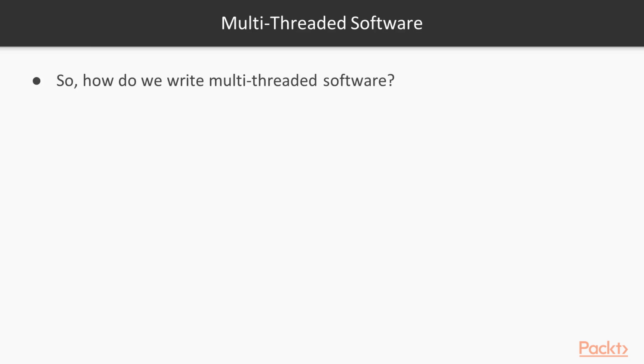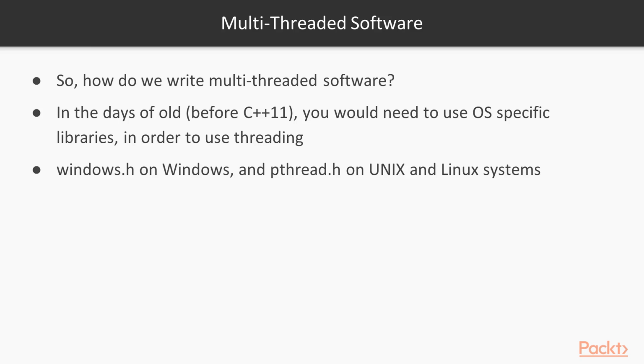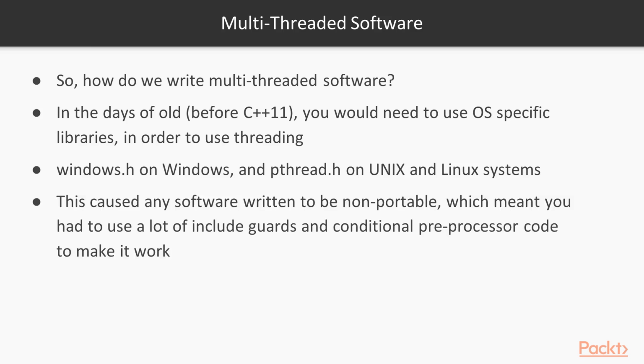So how do we write multi-threaded software? In the dark ages, before C++11, you would need to use OS-specific libraries in order to use threading. Windows.h Win32 threading on Windows, and pthread.h POSIX threads on Unix and Linux systems. This caused any software to be non-portable, which means you had to do a lot of work using include guards and preprocessor code to make it portable.